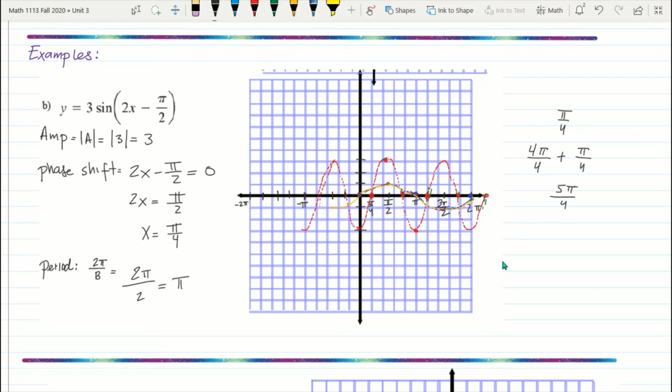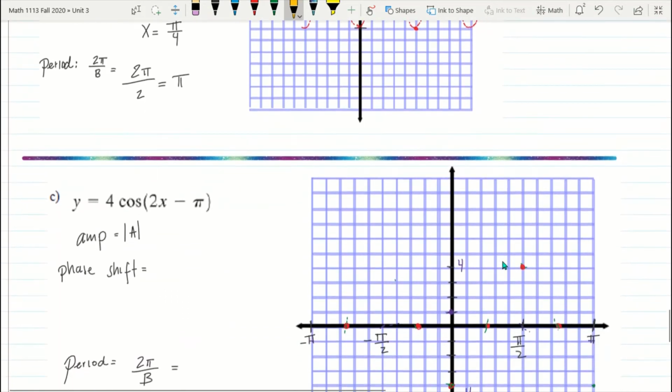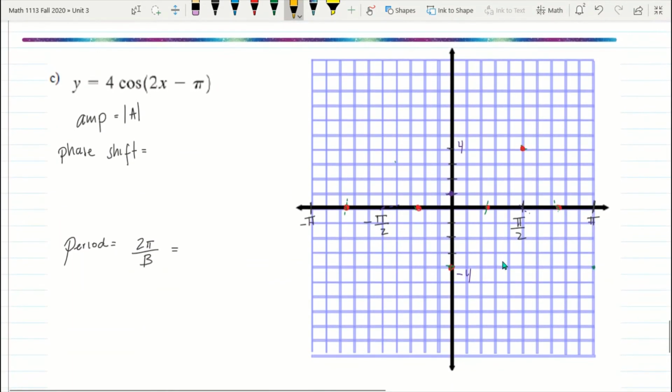By finding the amplitude, the phase shift, and the period. Okay. Next, let's figure out the graph of cosine. So 4 times cosine of 2x minus pi.